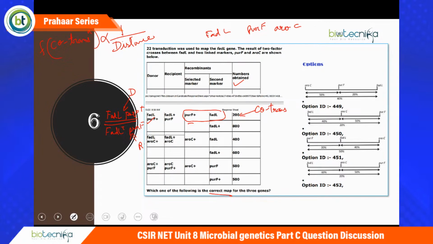Is it understandable? So this is the variety created after the co-transduction of genes from donor to recipient. If this is the co-transductant, what will be the co-transduction frequency between FAD and per? It will be 200 divided by total transductants, which is 1000, right? 800 plus 200 is 1000, which equals 20%.